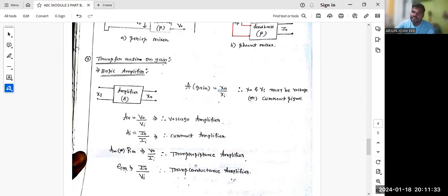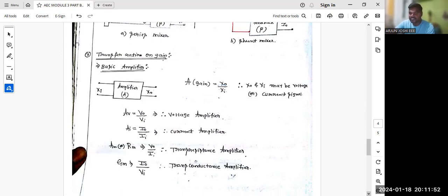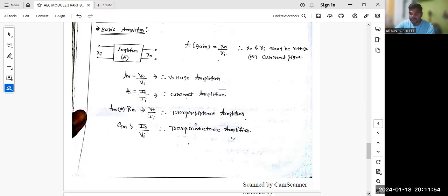GM is nothing but a conductance, the vice versa of resistance. GM is equal to current divided by voltage. Here, it is output current divided by input voltage. That is nothing but the transconductance amplifier.